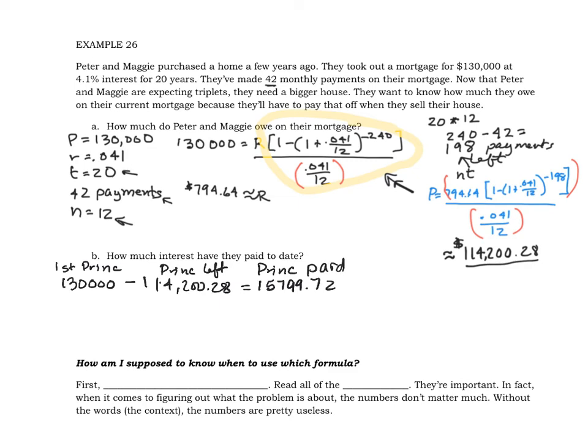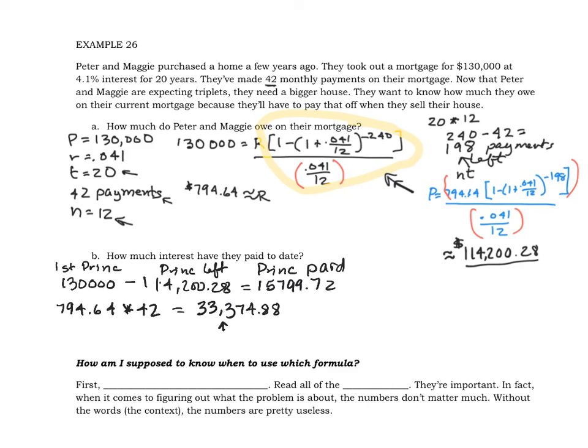Principal that they have paid. So that is not the interest they have paid so far. Okay? So let's see how much total that they have paid so far. Every month they pay $794.64. They have paid 42 payments. And so total they have paid $33,374.88. That is what they have paid so far.